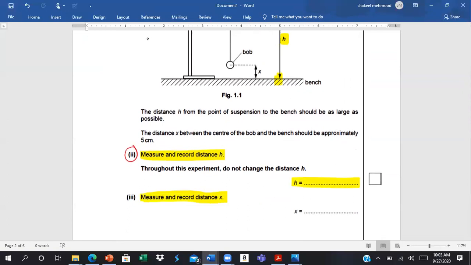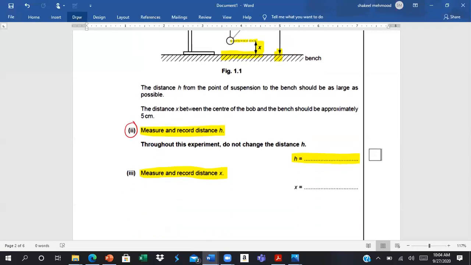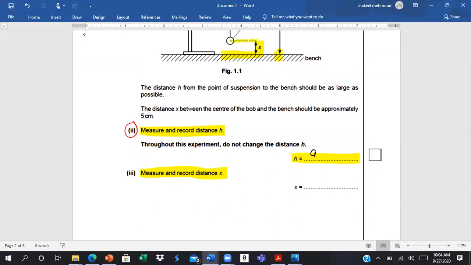Second, you have to measure and record the value of x. So x is the distance from the center of the pendulum bob to the bench. Okay, so let me write these values. Let's say I have kept the value of h as 91.5 centimeter, and x comes out to be 5. I have kept it exactly at 5.